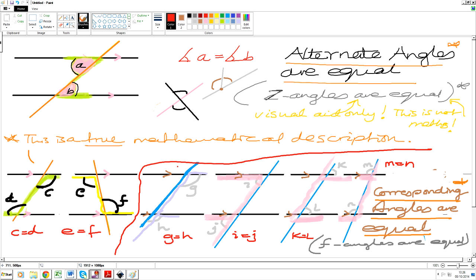For some reason we forgot to put the recording back on, so I'm just going to quickly verbalize what we've just said. These are the angles that we've done first, which is all alternate angles. These angles on the bottom are all the corresponding angles. So the alternate angles tend to make a Z shape. The description, Z angles are equal, is a visual aid only, it's not the mathematics. The true mathematics for describing these angles being equal is alternate angles are equal.